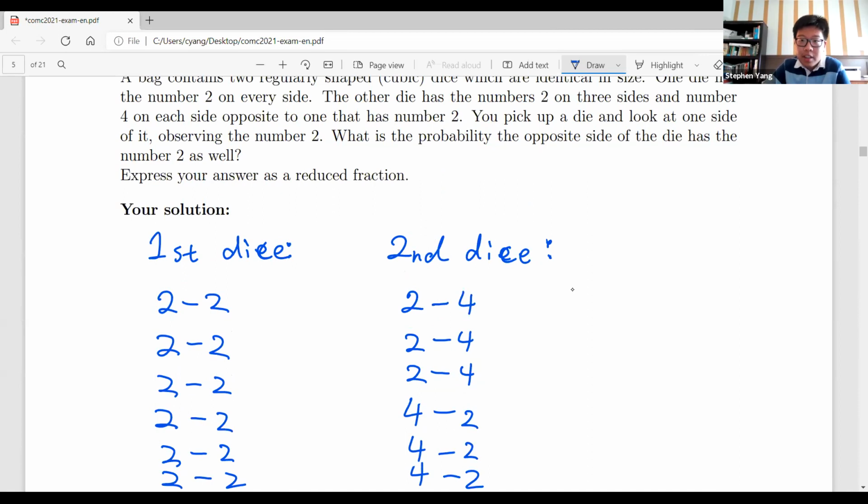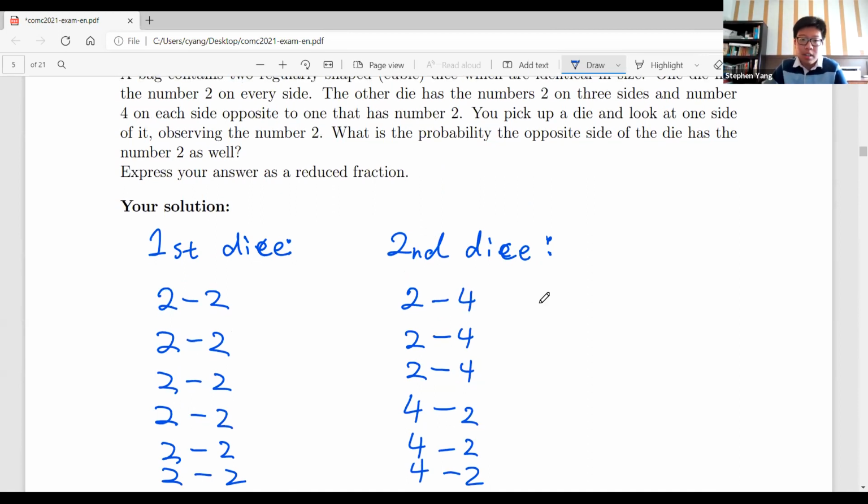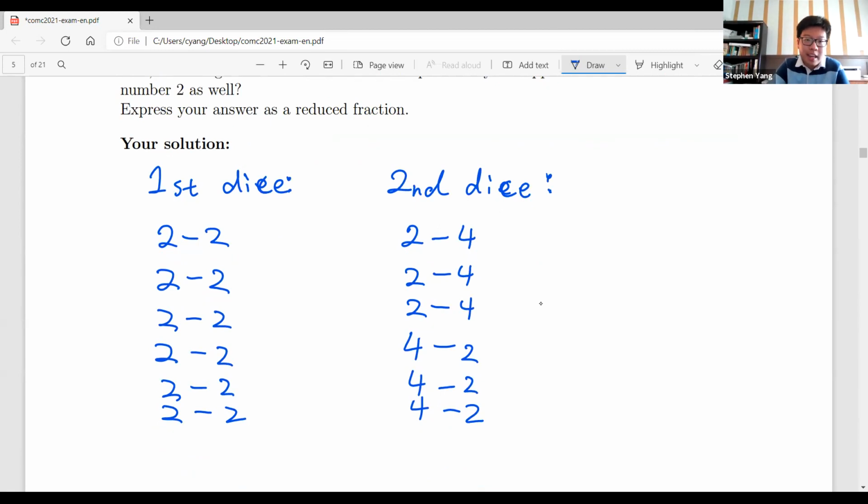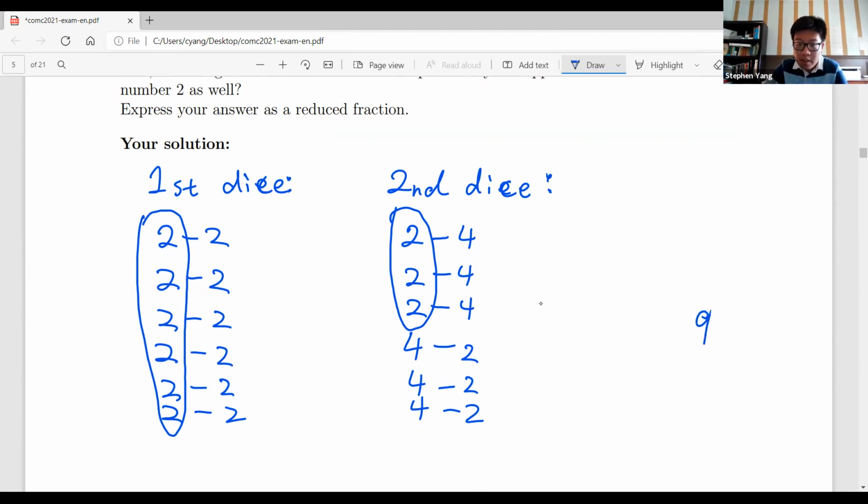Now you're given that you picked a die and looked on one side and you observe a 2. So there are three cases in the second die, and there are six cases in the first die. So in total, there are nine ways you can observe a 2.